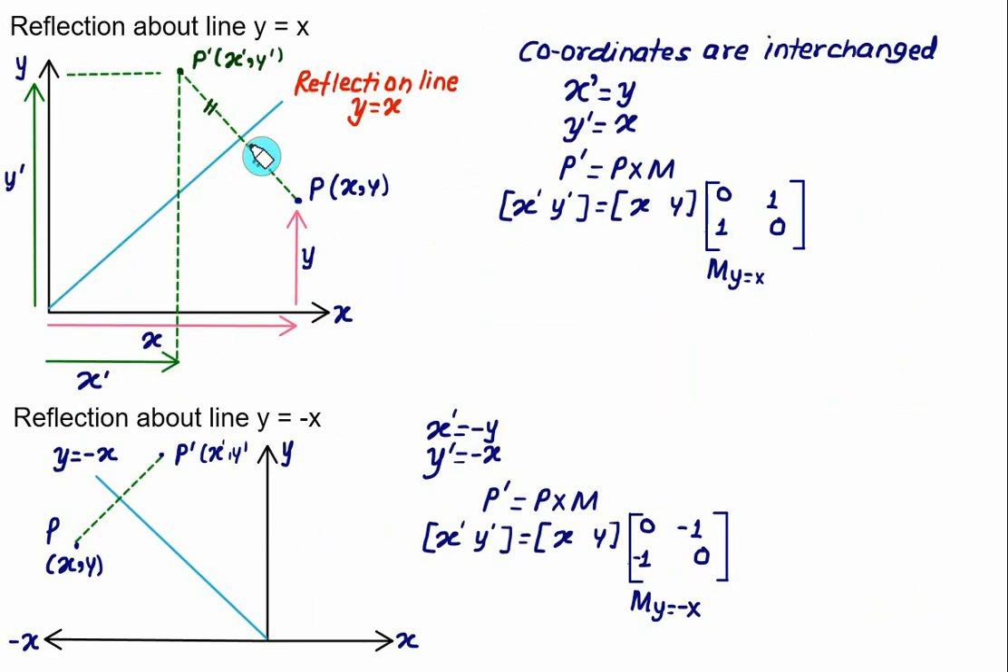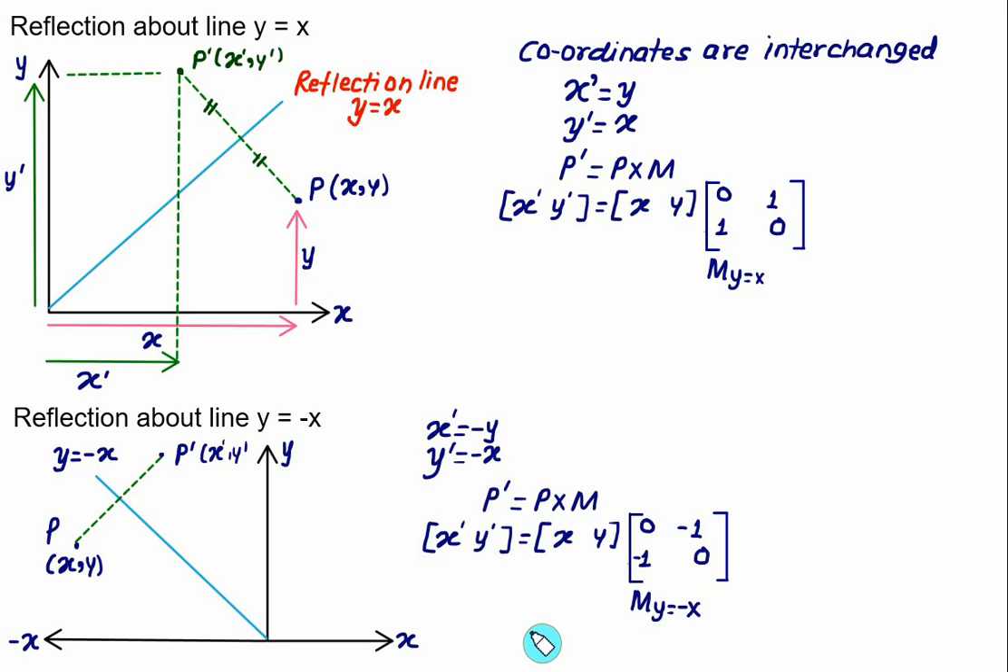And if you take a reflection about the line y is equal to x, then the x and y coordinates will interchange. So x prime will become y, and y prime will become x. So x multiplied by 0 plus y multiplied by 1, so x prime is equal to y. X multiplied by 1 plus y multiplied by 0, so y prime is equal to x. It is 0 1 1 0, and if you have a reflection about the line y is equal to minus x, just remember this and make it minus 1 minus 1.